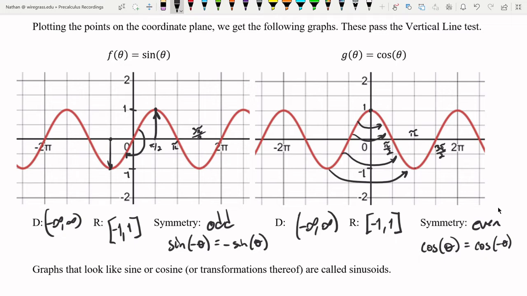Now, graphs that look like these things, that look like the sine and cosine functions, are called sinusoids because they are special graphs. They're so very useful in life, and anything that moves like a wave looks like a sinusoid.